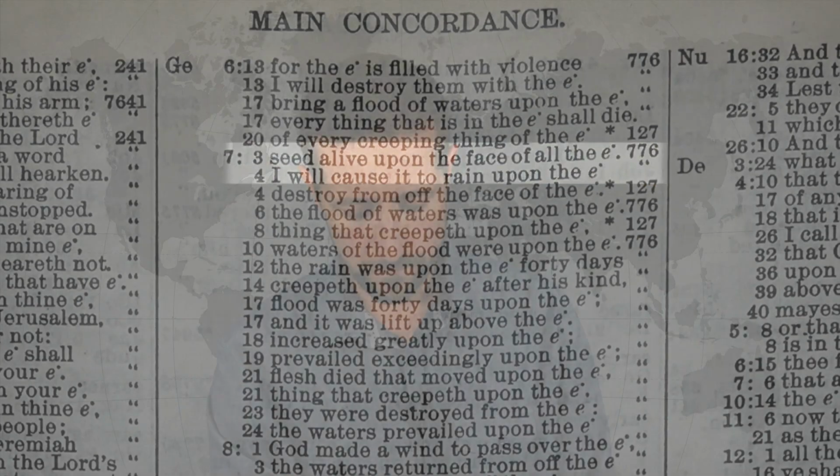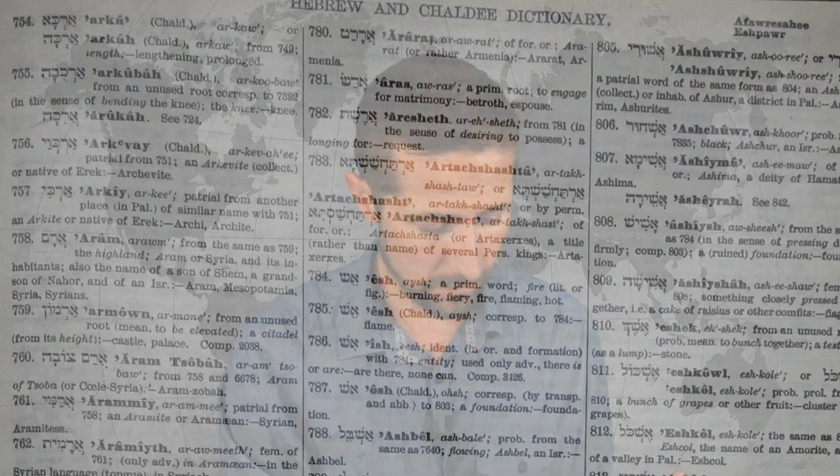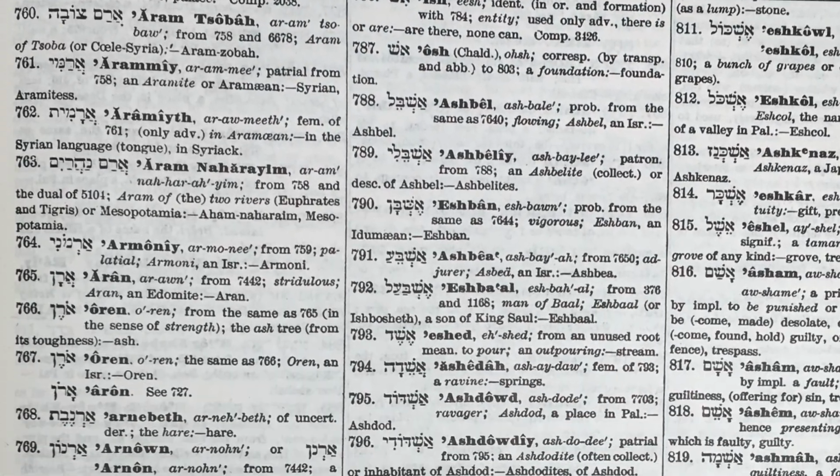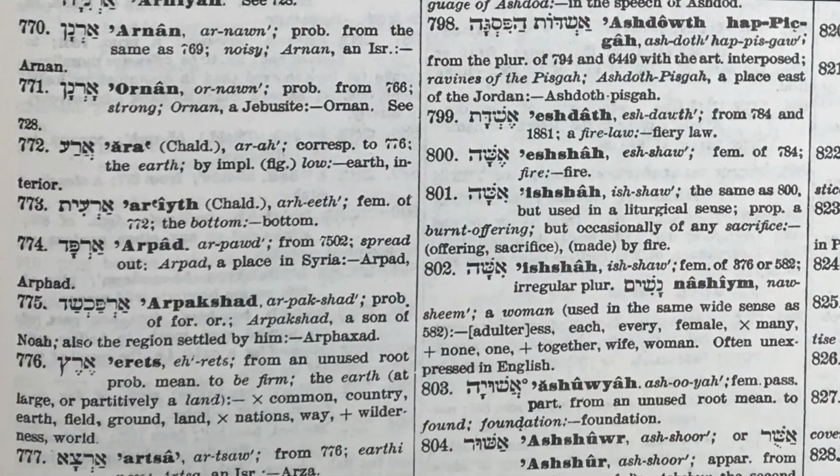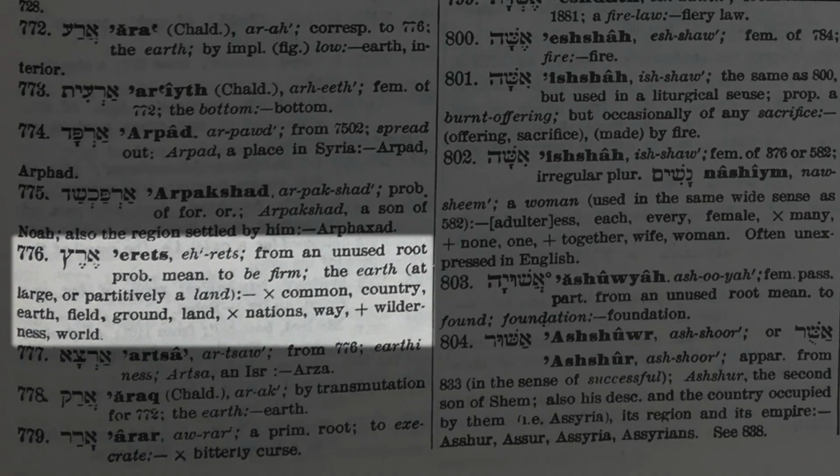So we just jump over here to 776. Show that to you. And you see that these characters, this is Hebrew writing. And we have the word eretz. And now this is going to give us a definition of it because God says that he sent a flood on the earth and everything. That's kind of what we're looking at, right? So what does the word earth mean? That's what we're trying to figure out. That's why we're doing this.